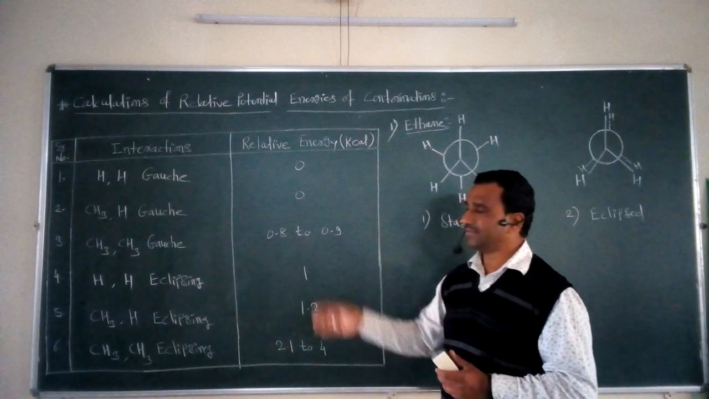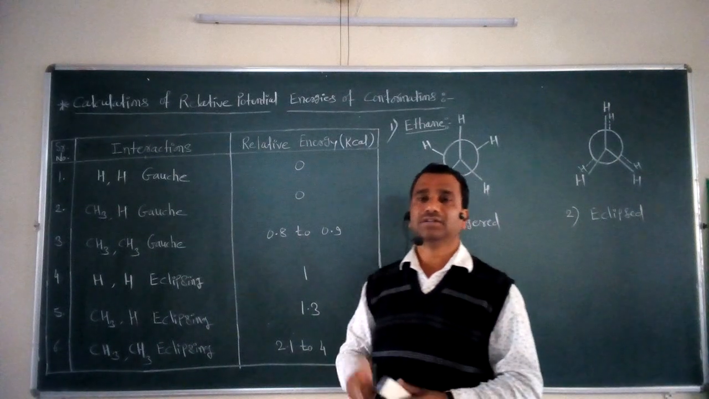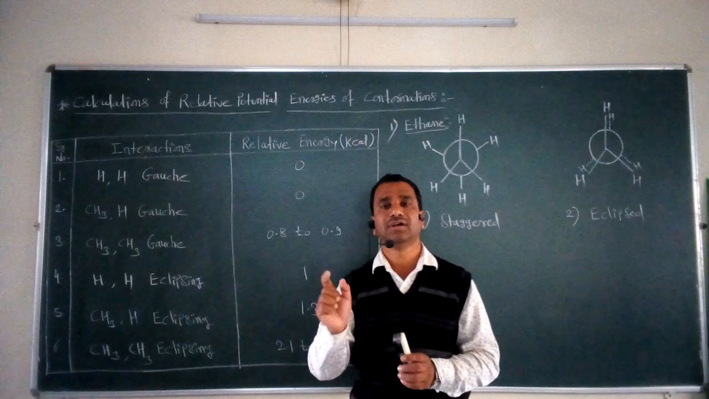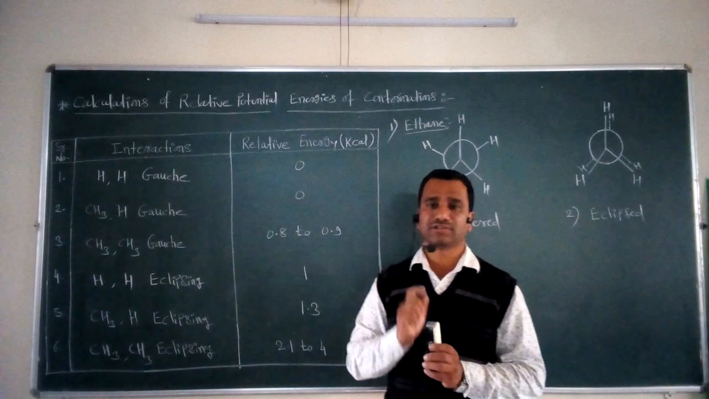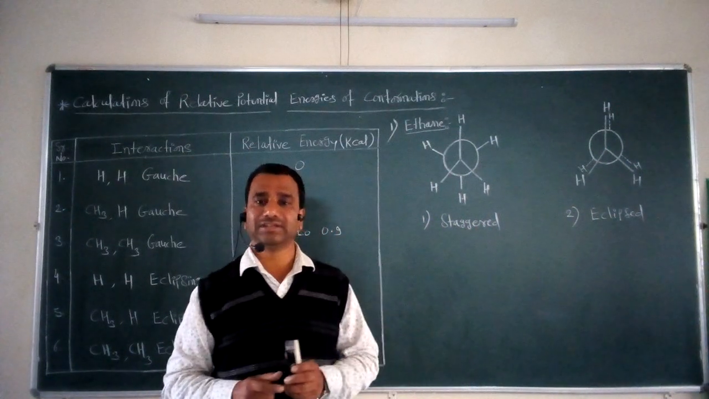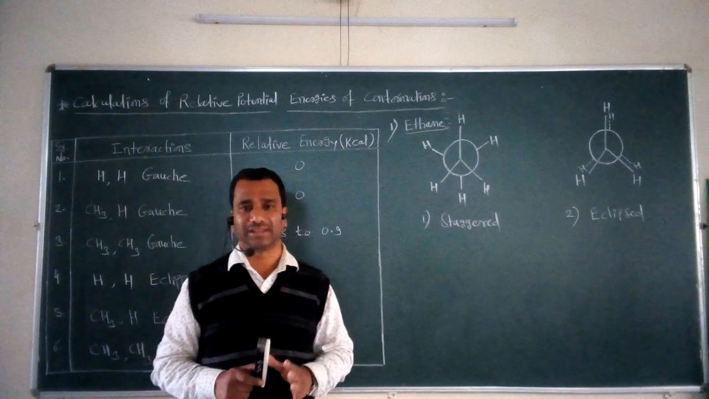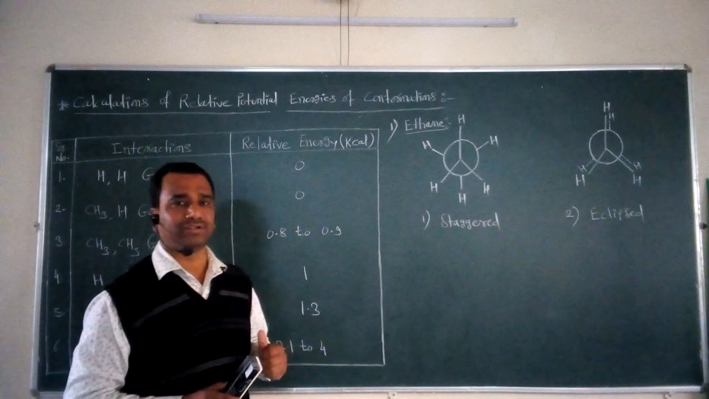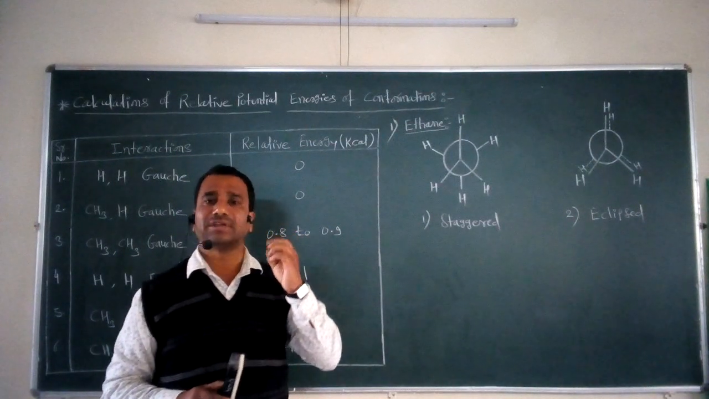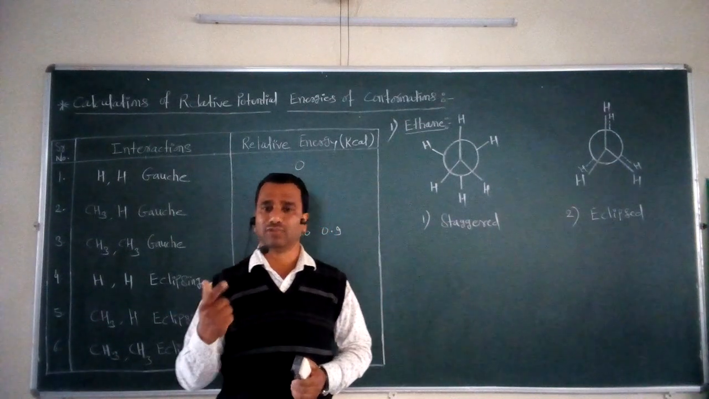So these are the different types of interactions and their relative energies for calculating the overall energy, or the total energy, of any conformation of a given molecule. With the help of this tabular data, it is possible to calculate the total energy of the conformations in units of kilocalorie. By using this tabular data, we are now going to calculate the energy of some conformations of some molecules.